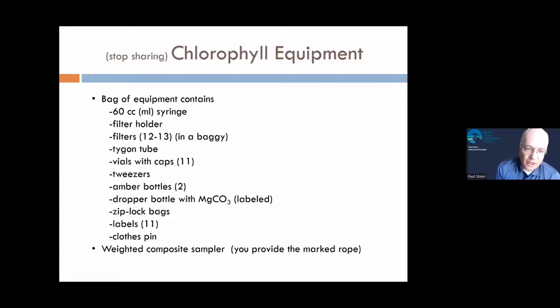You'll have vials with caps. You'll have tweezers, amber bottles. Just take a look through your kit if you have it now. If you're missing any of this stuff, we will have to get it out to you special. So you want to go through your equipment list and make sure you have everything that you should have.